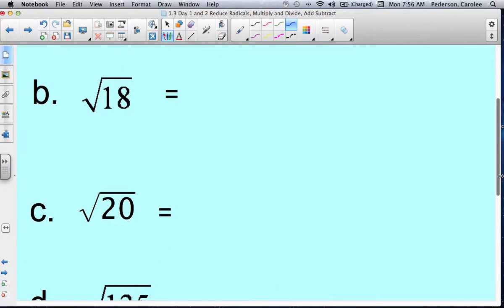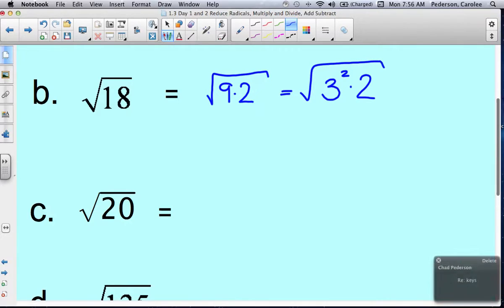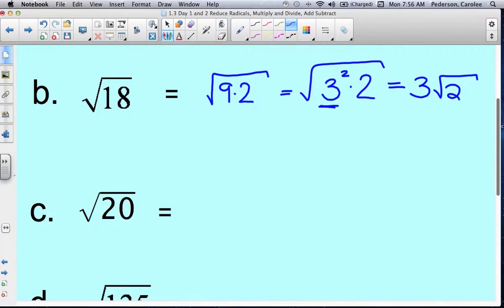This next example is a little more challenging because it's not a perfect anymore. So we want to look for a product of 2 numbers. If I multiply 9 times 2 together, I get 18. And then I can break down 9 as a perfect, 3 squared. So what I can bring out of there is the square root of 9, which is 3. Then I have a leftover of 2.